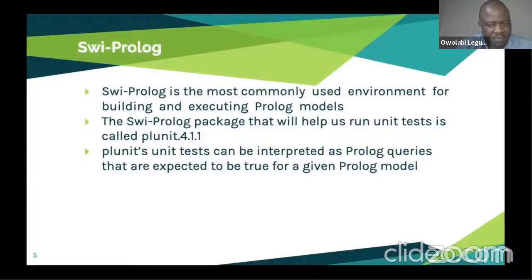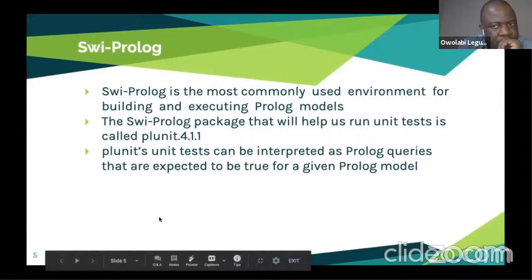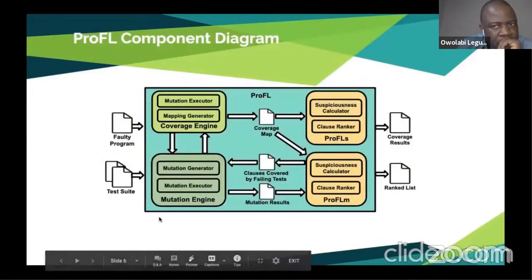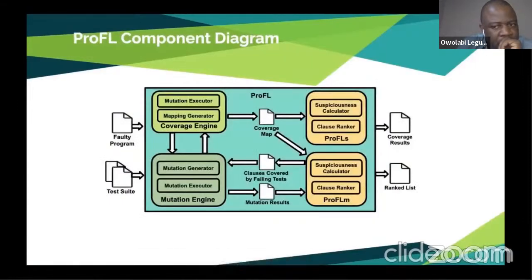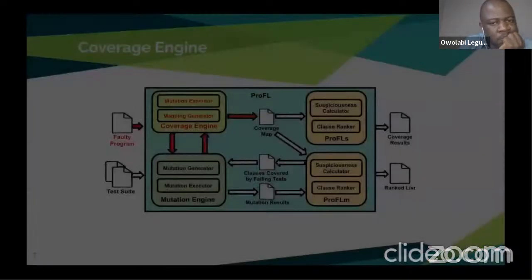SWI-Prolog is the most commonly used environment for building and executing Prolog models, and it has this nice library called PlUnit, which allows you to run unit tests with Prolog, which is what we leverage with our tool. So our tool is divided into 4 components, right? The coverage engine, mutation engine, and 2 fault localization techniques. So I'm going to step through each one of these.